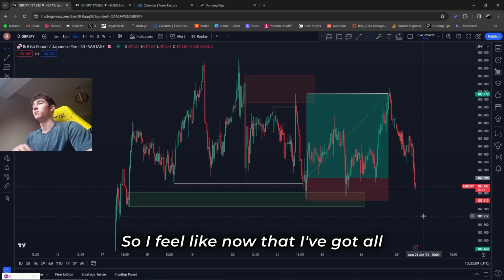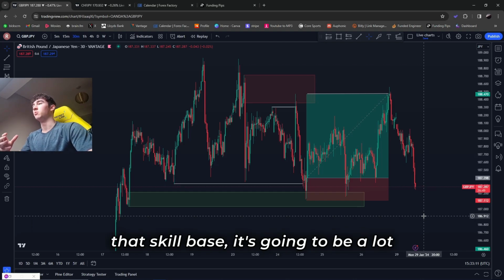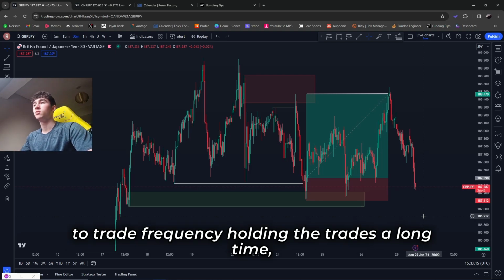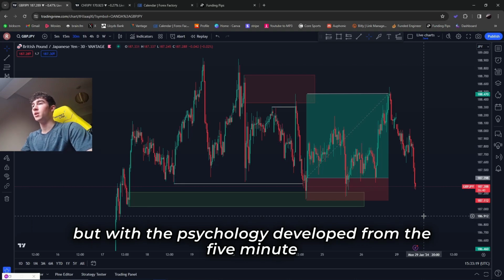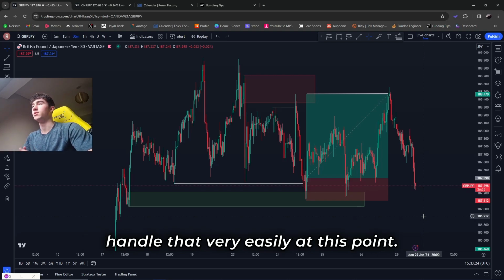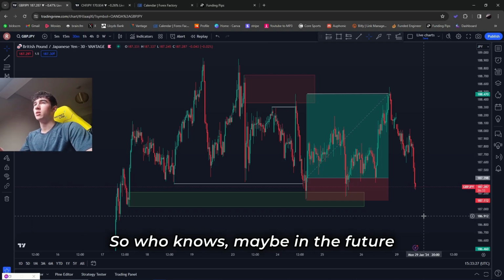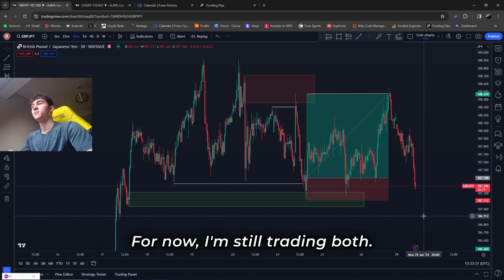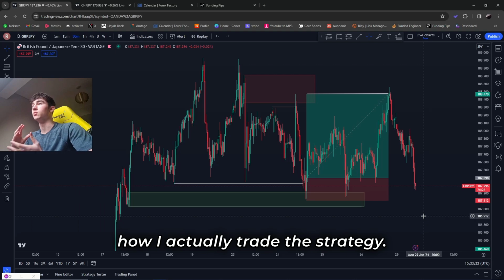And so I feel like now that I've got all that skill base, it's going to be a lot easier for me to trade the 30-minute charts. There's a few things you have to get used to: trade frequency, holding the trades a long time. But with the psychology developed from the 5-minute charts, which is a lot more difficult, I can handle that very easily at this point. So who knows, maybe in the future I'll only trade the 30-minute charts. For now, I'm still trading both. That was just a quick breakdown on how I actually trade the strategy.